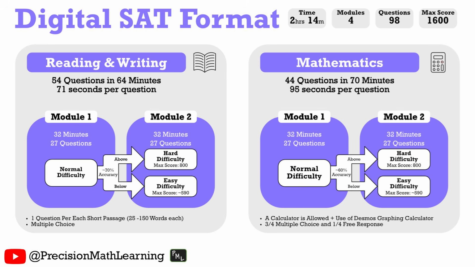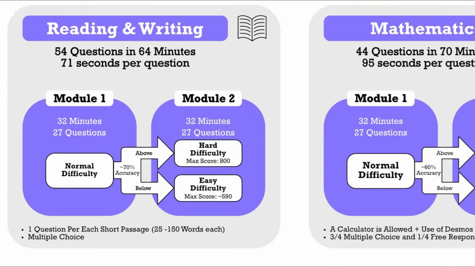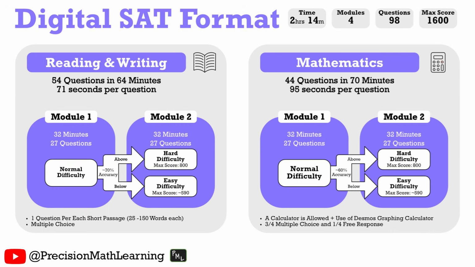This can help boost your final score, as answering harder questions correctly leads to a higher overall score. To move on to the more difficult second module in the reading and writing section, you'll need to get around 70% or more of the questions correct in the first module. For the math section, that number is closer to around 60%. This means accuracy is key from the start, so the better you perform in the first module, the more challenging and rewarding the second module becomes. This is where your preparation and focus really matters.